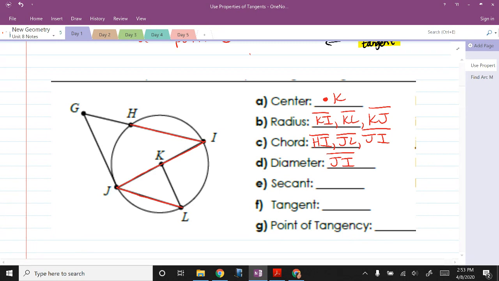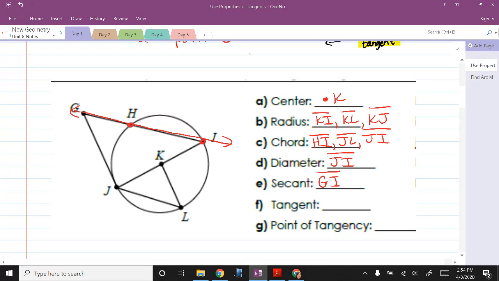All right, a secant line is a line that goes through a circle in two different places. So that would be this line right here. We can call it a line or we can call it a segment. I'm going to call it segment GI because it goes through the circle and touches it in two places.